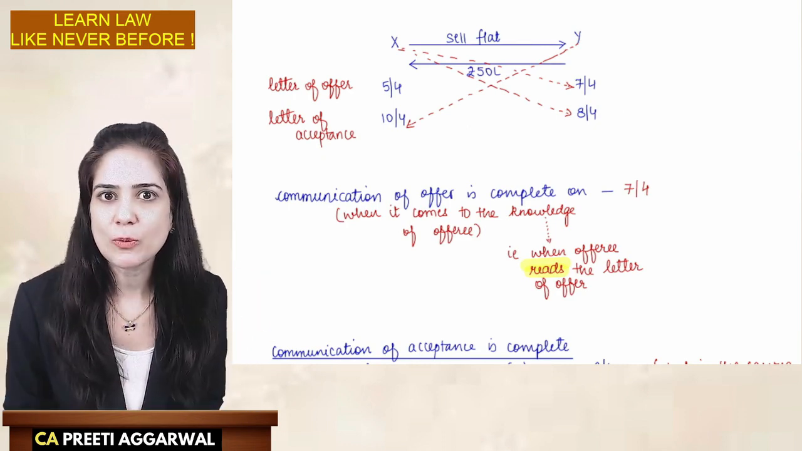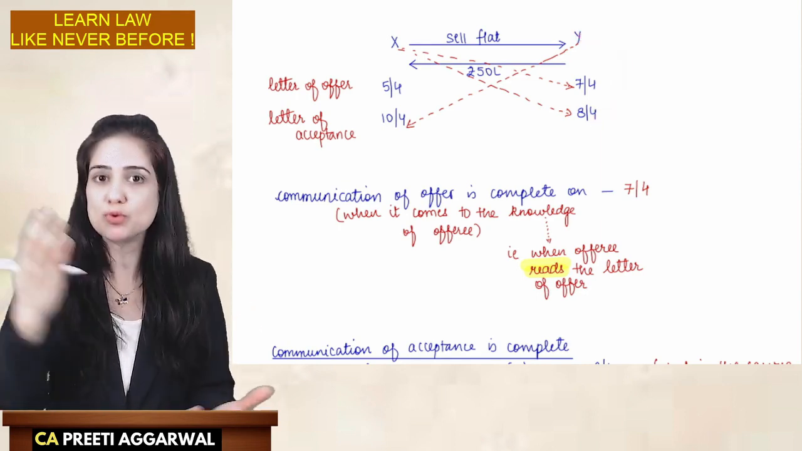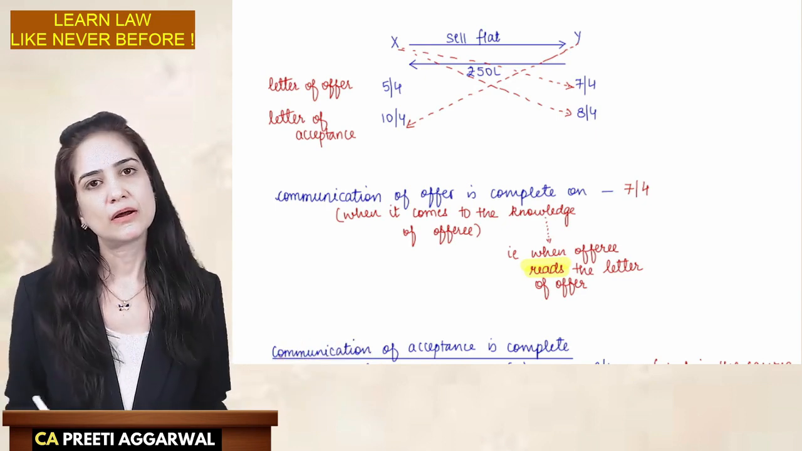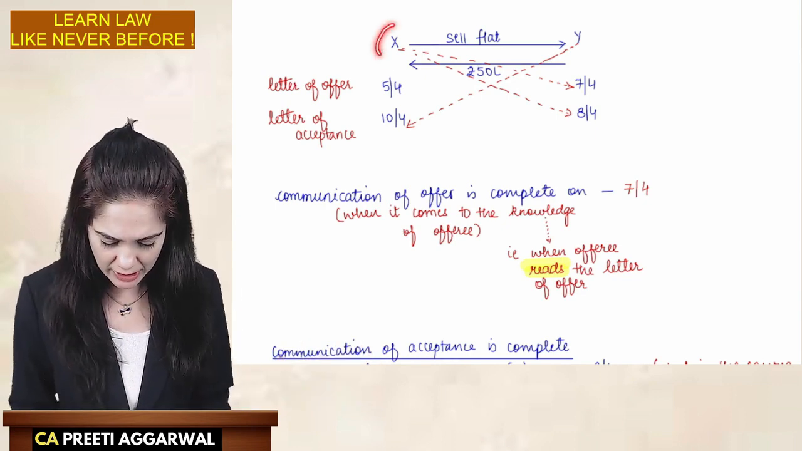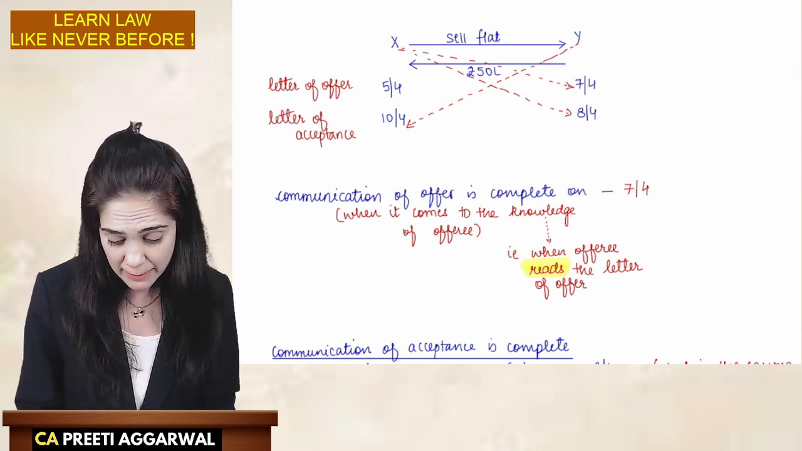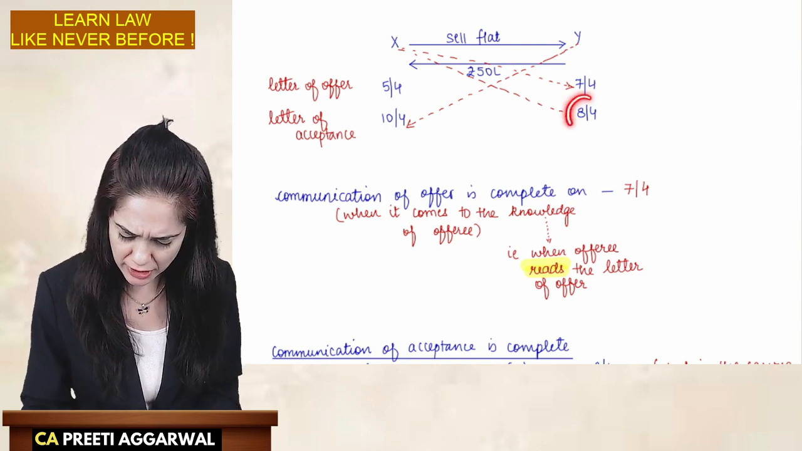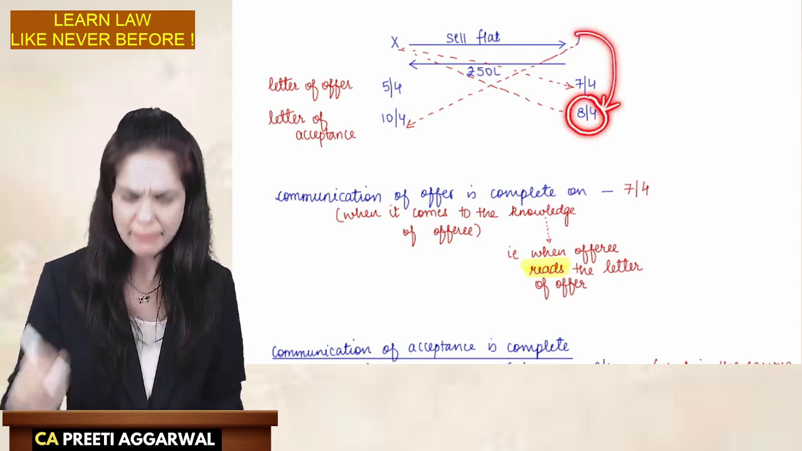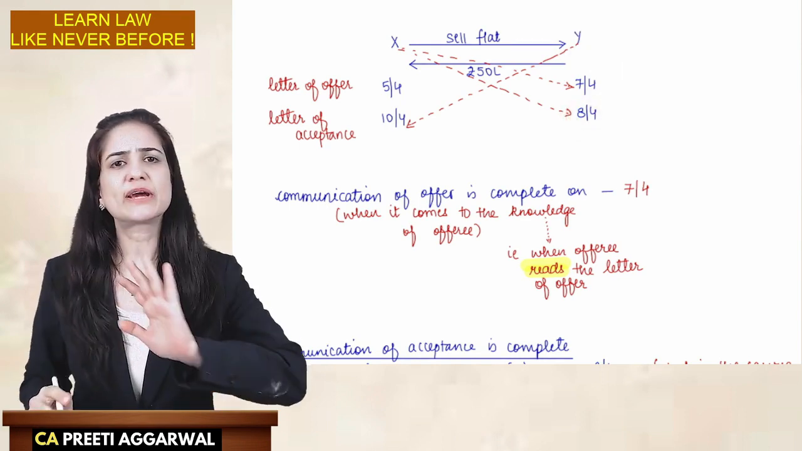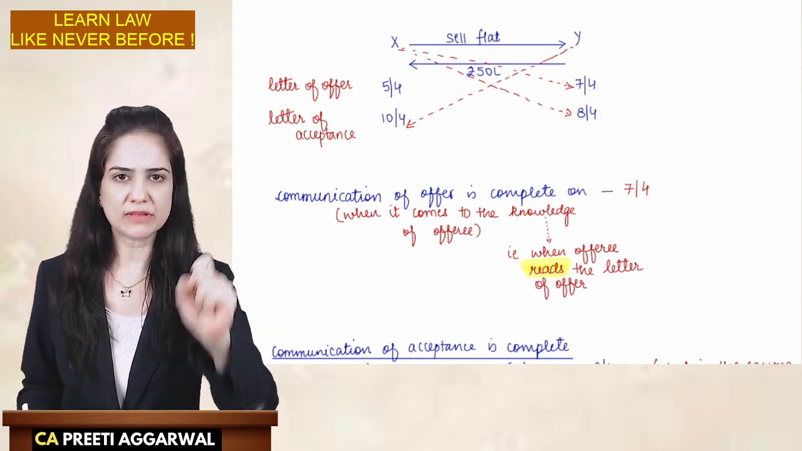But I am telling Y that no, as soon as you post your letter of acceptance, you are bound, contract is made. This is unfair. You are allowing X 2.5 days for revocation of his offer, but you are not allowing Y any time for revocation. You are telling him that as soon as you post your letter of acceptance, you are bound. This is quite unfair. So we cannot have a contract for both the parties on 8th April.